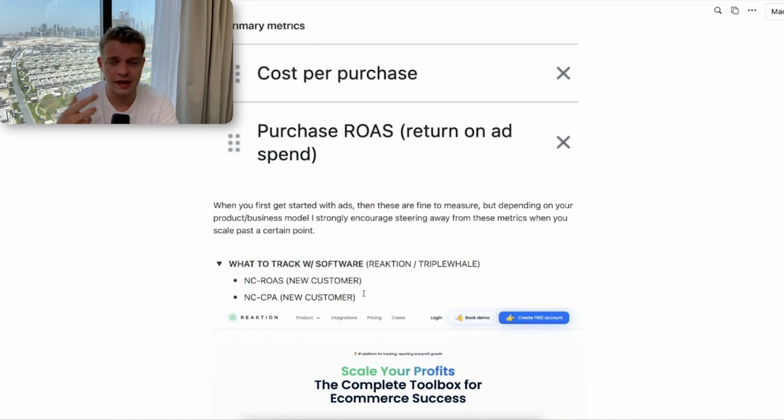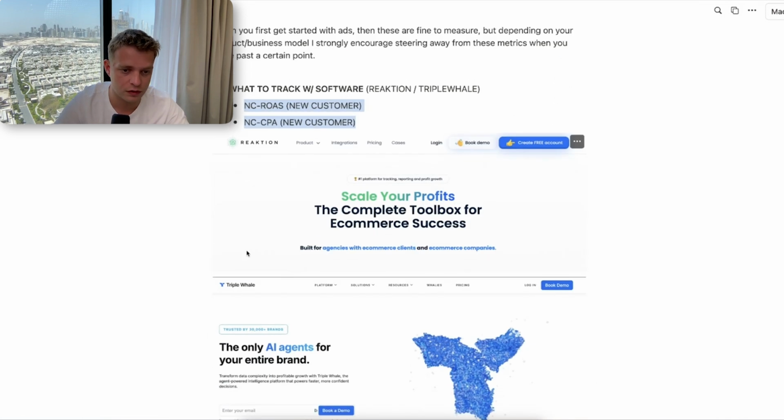Here you want to track NC ROAS, so new customer ROAS, and new customer cost per acquisition or cost per purchase. CPA is just another word for cost per purchase, right? NC CPA is a very important metric if you're utilizing Meta to scale, especially if you're running a business where you have repeat purchases and you have Meta as the vehicle for generating more new customers. Then these two metrics are very important for you to monitor.